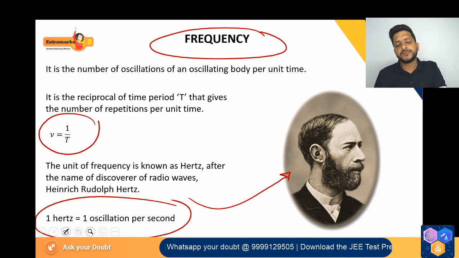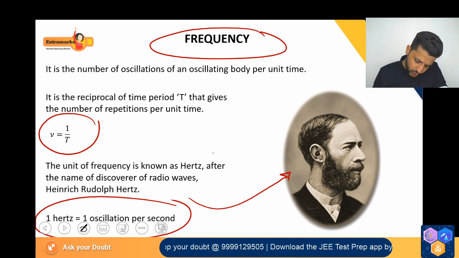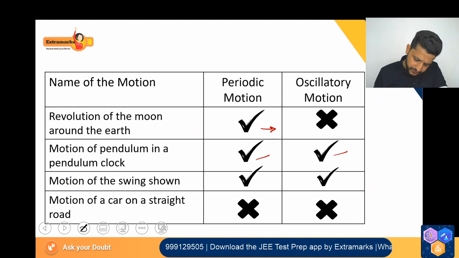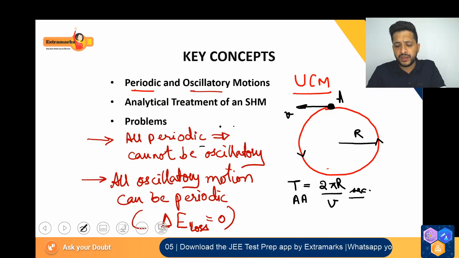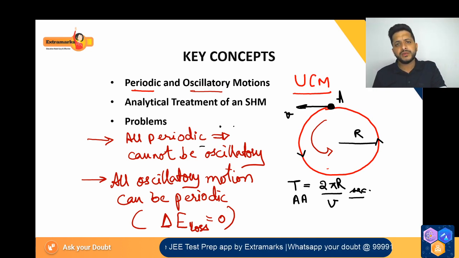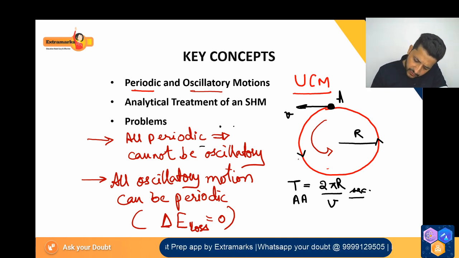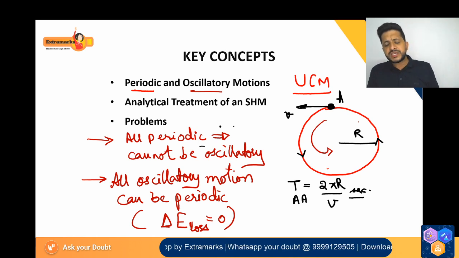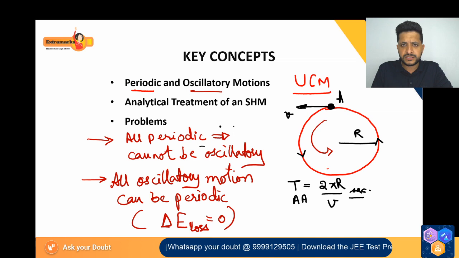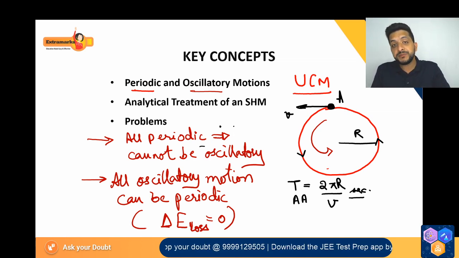Oscillations per second. For example, if we go back to that uniform circular motion concept, this diagram. This particle is continuously going around in this circle, right? Say it covers this circle in 2 seconds. So its time period is how much? 2 seconds. In how much time will it cover 2 cycles? 4 seconds. In how much time will it cover 3 cycles? 6 seconds, and so on.